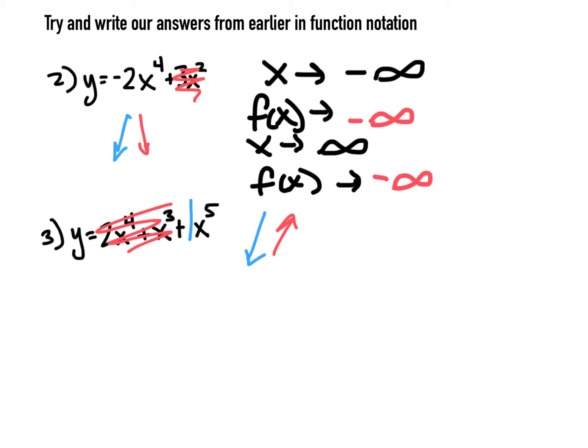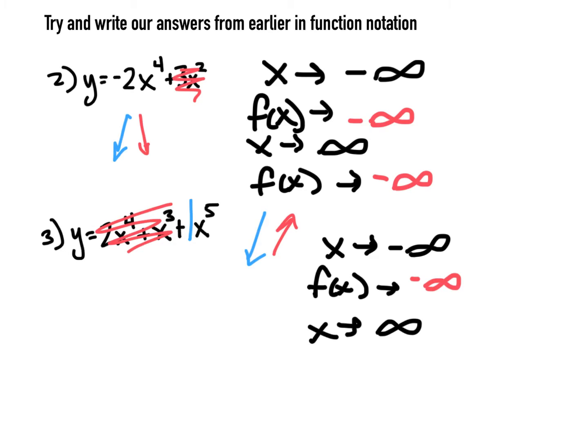And then finally, number 3, this is just the same kind of example as we already saw. As x goes to negative infinity, the function's also decreasing. So f of x also went to negative infinity. And as x grows and grows to the right, f of x also grows to positive infinity. And that's how we describe end behavior.